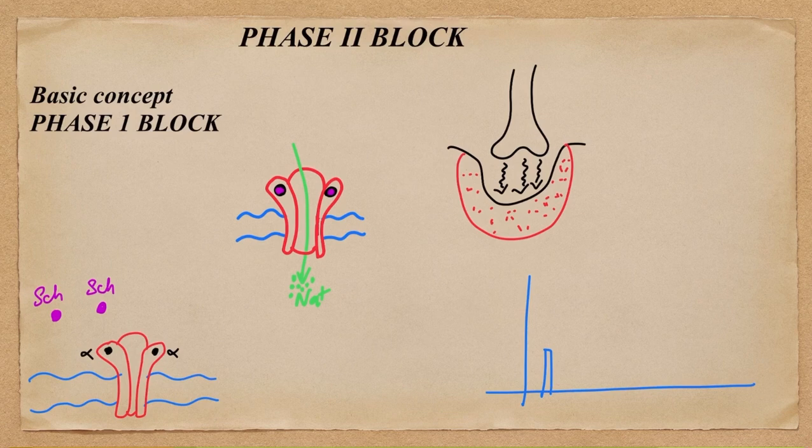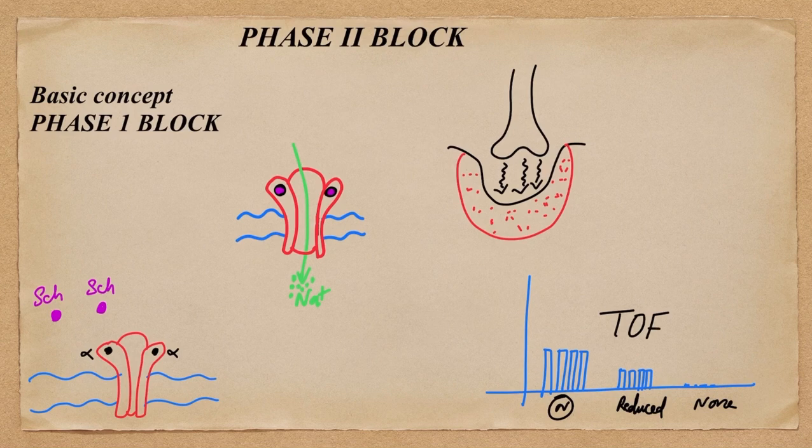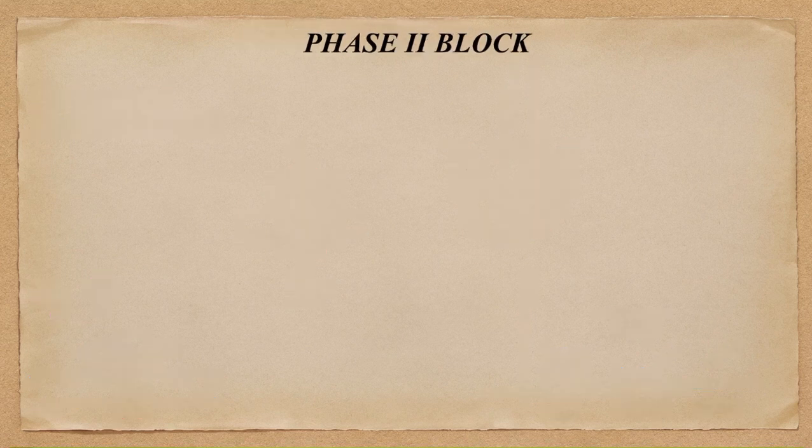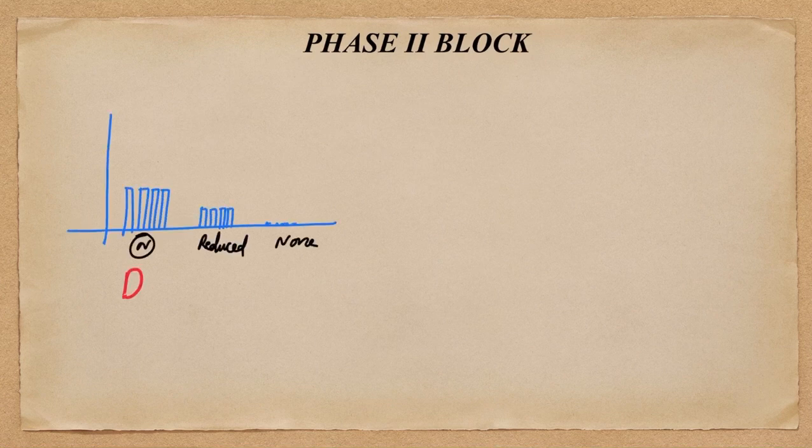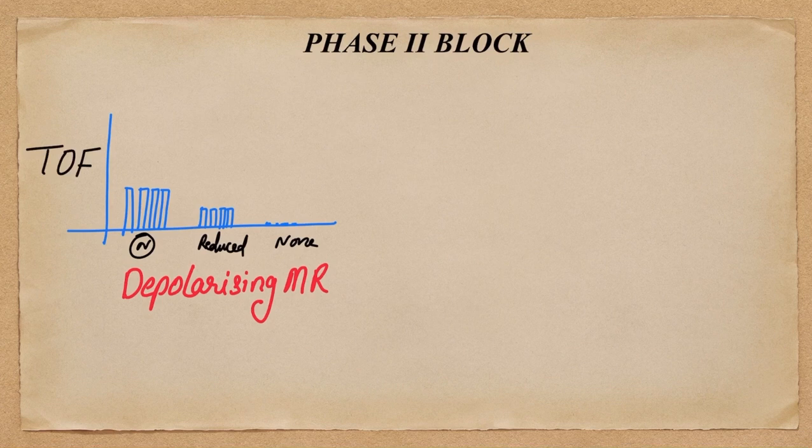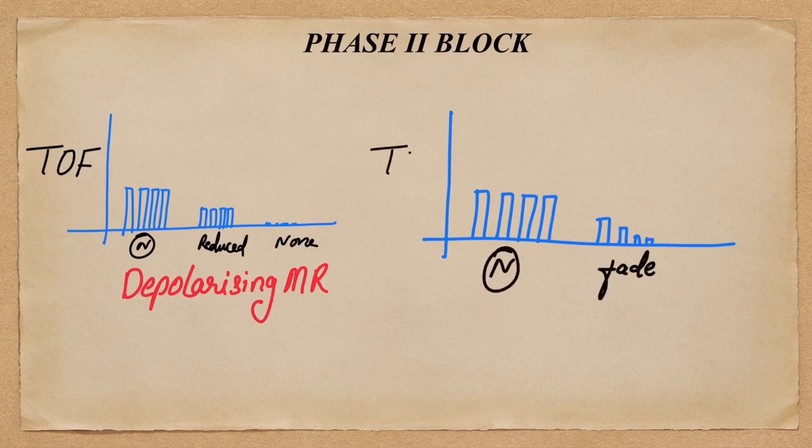And when we look at the train of four response, we can see how the amplitude of the muscle twitch reduces after administration of a depolarizing muscle relaxant. So either it will be reduced or there might not be any response at all. So this is phase 1 block, which happens after administration of a depolarizing muscle relaxant. Now let me tell you what will happen if you give a non-depolarizing muscle relaxant in train of four. When we administer a non-depolarizing muscle relaxant, in the train of four response we see a sequentially reduced amplitude in contrast to the uniformly reduced amplitude.